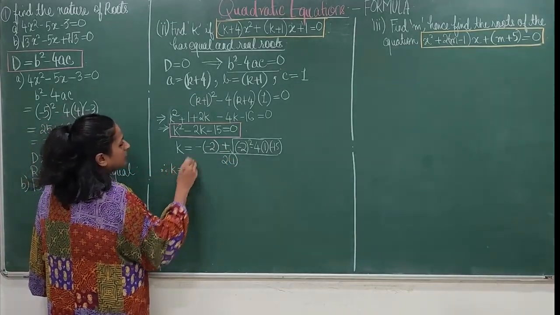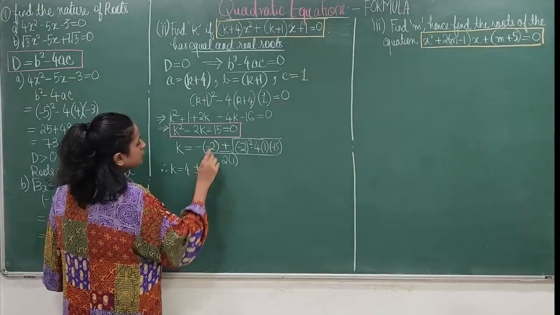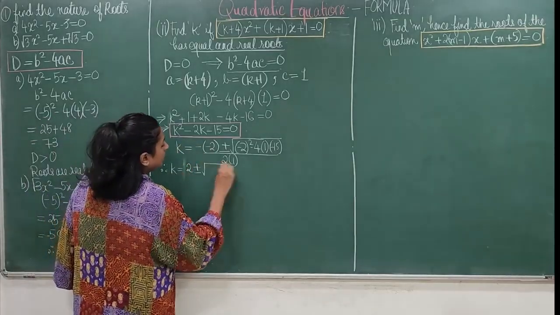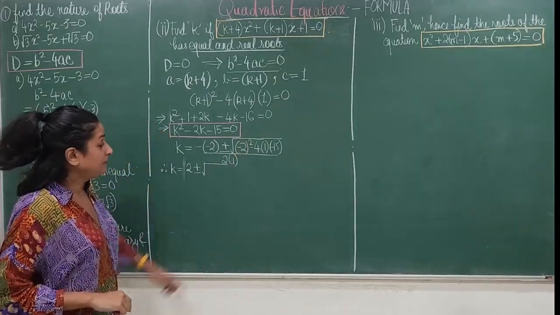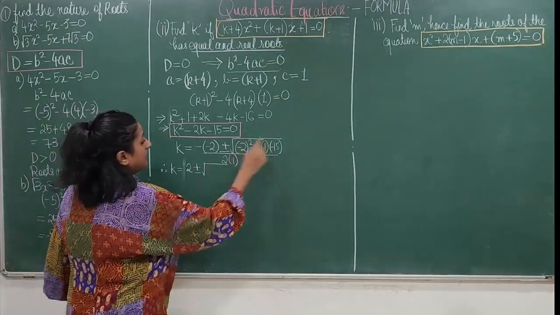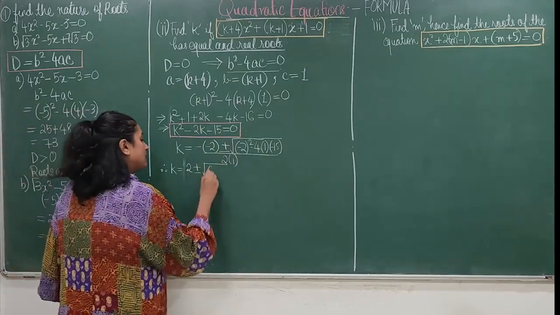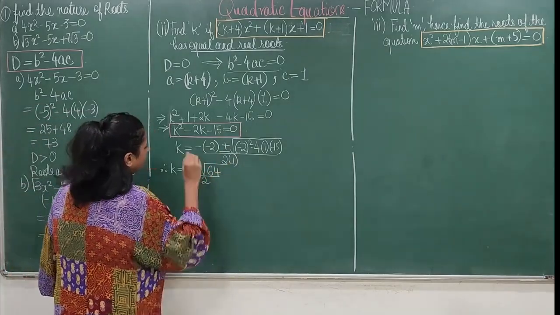So what is the value of k? Therefore k is equal to, minus of minus 2 is plus 2, plus minus square root of 2 square, that is 4, minus and minus plus, 15 fours are 60, 60 plus 4 is 64, upon 2.